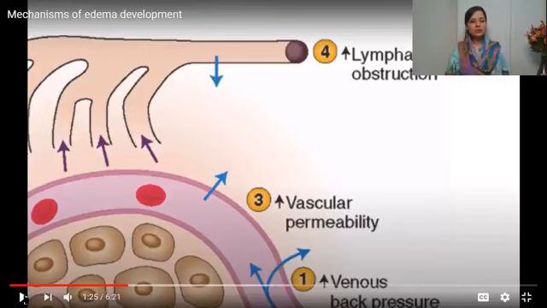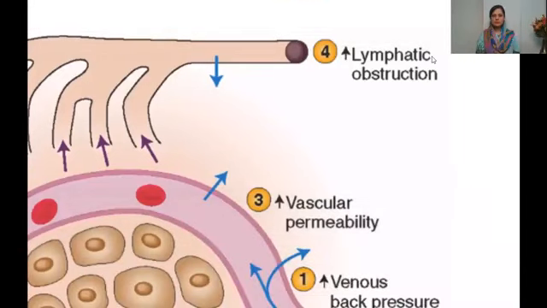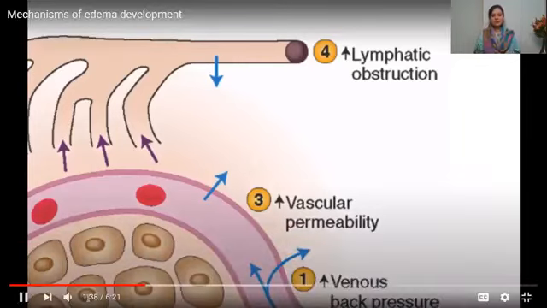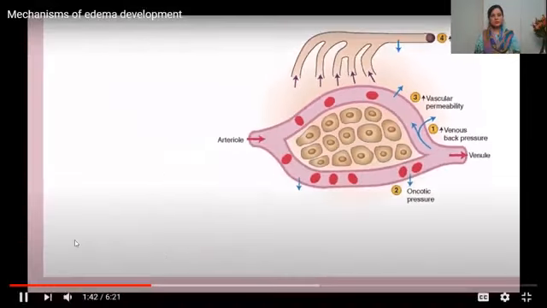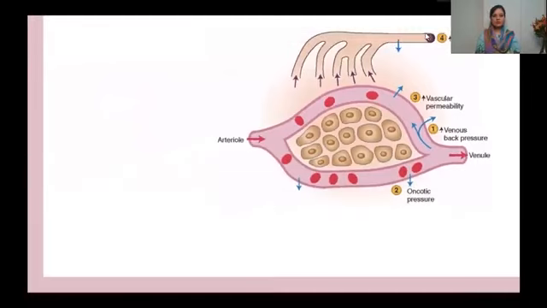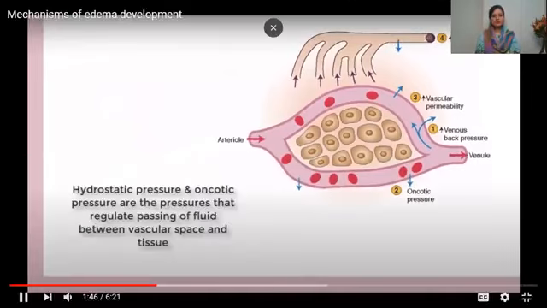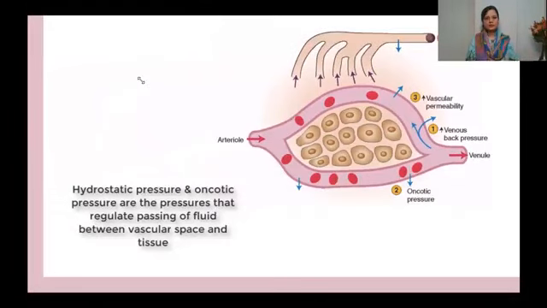So let's see this video. That fluid back to the blood. So, what are the factors that determine how much fluid passes to the tissue? Well, there are two kinds of pressure that play a role. They are the hydrostatic pressure and oncotic pressure. And also, there is the permeability of the capillaries.